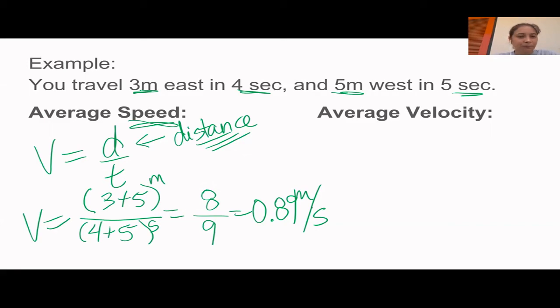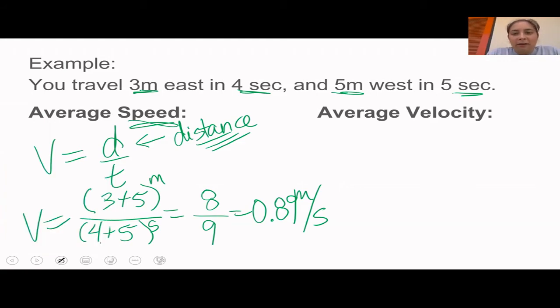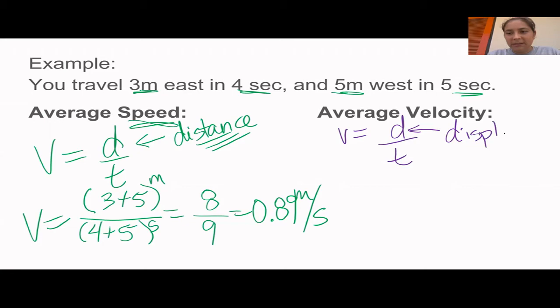Now let's do average velocity. Let's use a different color so that all this craziness doesn't get all mixed up. My favorite purple. All right, so same equation. V equals D over T. Difference here. This D is no longer distance. It is displacement. And so now we need to take into account direction. So never eat soggy waffles. So this one is going to be positive. This one is going to be negative.